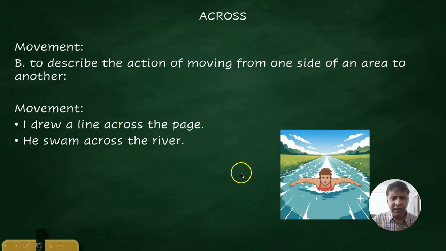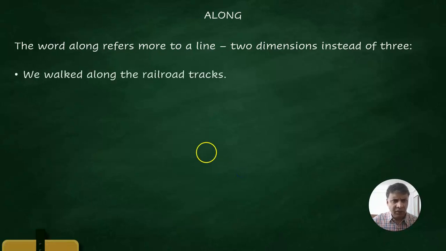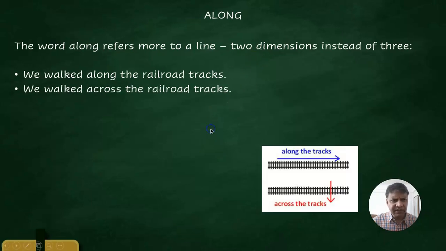Let's go on and understand the meaning of the word along. The word along refers more to a line, 2 dimensions instead of 3. We walked along the railroad tracks. We walked across the railroad tracks. Now friends, let's look at this diagram. Along the railroad tracks means you're walking in a parallel direction. Okay, the rail track is parallel to you. You're walking on the side.